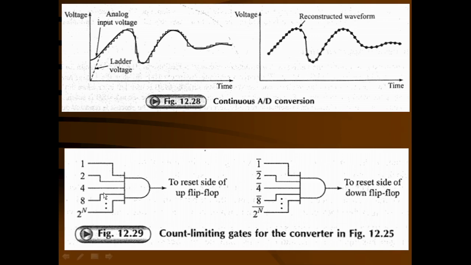Now you can see here, this is the output of all the flip-flops, zeros or ones, which is taken as input of the gate, and the output of the gate is connected to the reset side of the up flip-flop. Similarly, this is Q1 bar, Q2 bar, Q3 bar, all the outputs of the flip-flops, that means the false side of the flip-flops, which are considered as the input of the AND gate, and that output is connected to the reset side of the down flip-flop. So this way the counter will not have any problem.